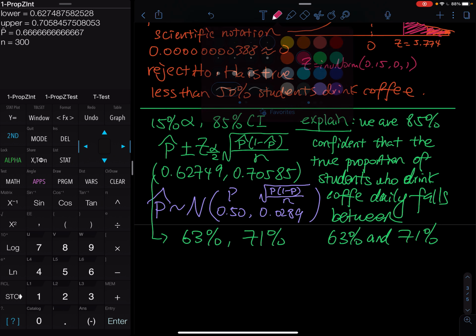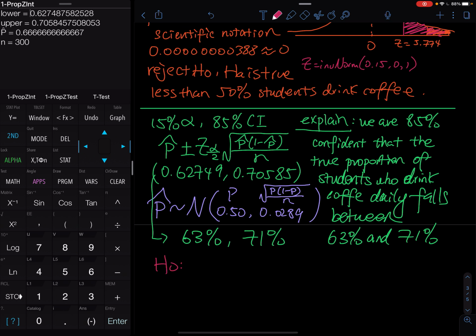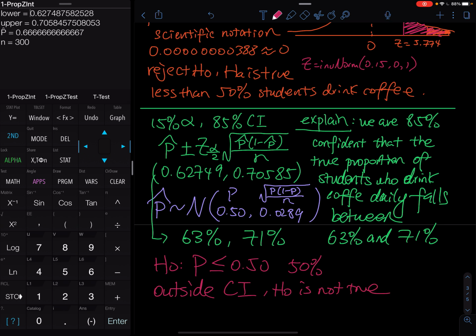So they have H0: P at most, so less than or equal to 0.50, which is 50%, right? Is 50 inside or outside? 50% is outside, so this is outside the confidence interval. So you claim that this is the truth, but what you claim is outside, so your number is not the truth then. So H0 is not true, then you reject H0.